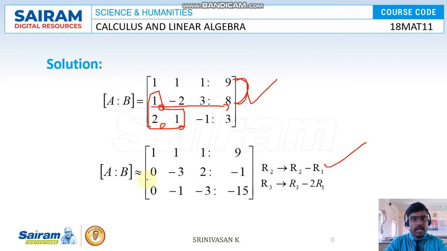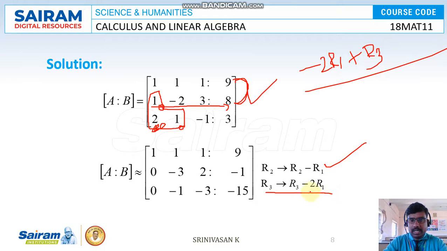Clear? This is 0. And come to the next, here 2 and here 1. So I multiply minus 2 into R1, and after that I add R3. So in R3, I do minus 2 into R1 plus R3. You can write R3 minus 2 R1, or you can write it like this, minus 2 R1 plus R3. It's our wish. So if you do this, we get 0 in the first one, and 0 in the second one.